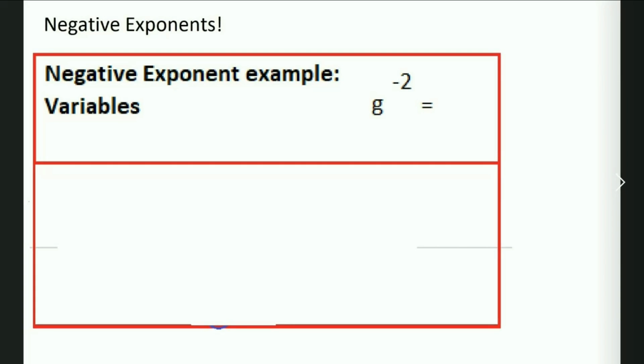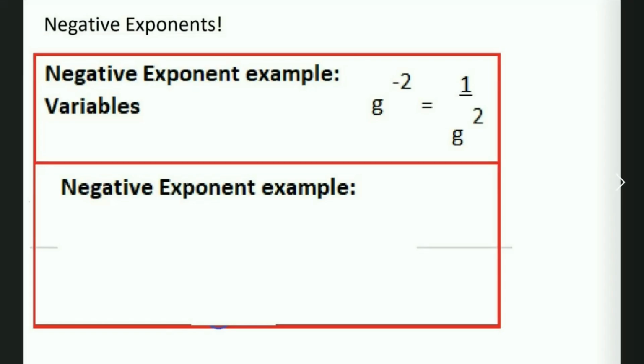If we have g to the negative second power, all we're saying is it's 1 over g squared. Anytime you see a negative exponent, it just means put 1 over the base and its exponent and change the exponent to a positive number. And that's all you have to do.